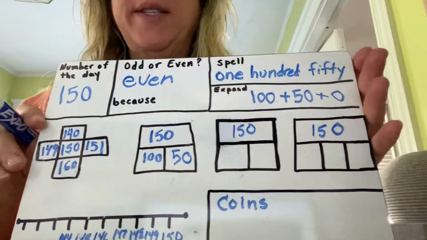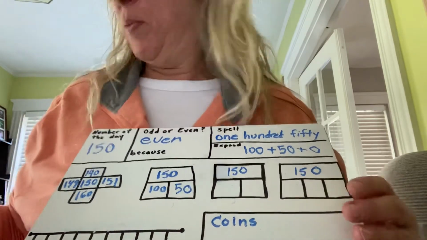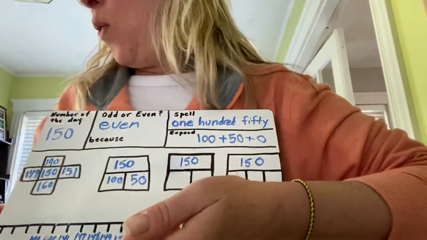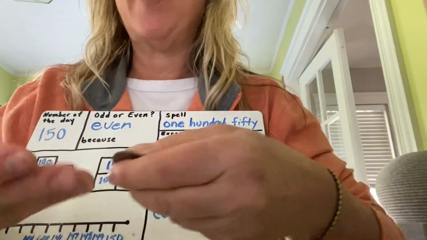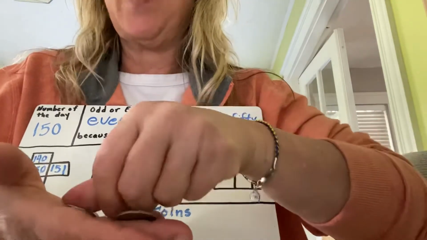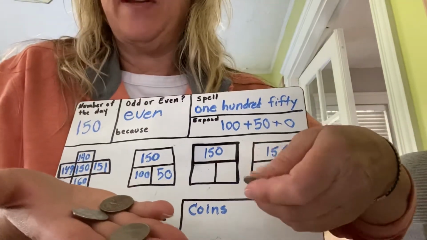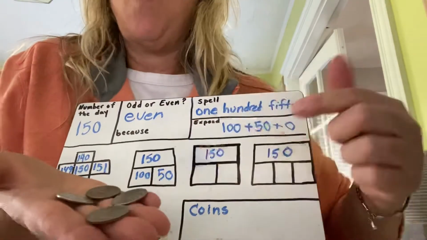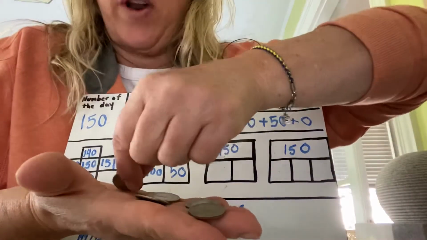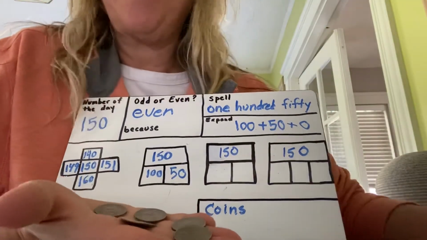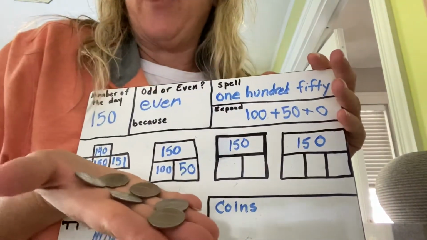Well, I have some coins here. Let's see, we know that if it's equal, we can make 2 equal groups. Let's see how many quarters equal 150. We have 25, plus 25 is 50, plus 25 is 75, plus 25 is 100. 4 quarters equal 100 or $1. Let's add another quarter. 125, 150. So 6 quarters equal 150.